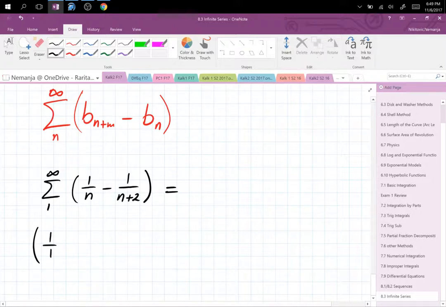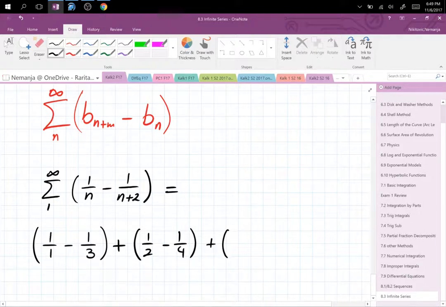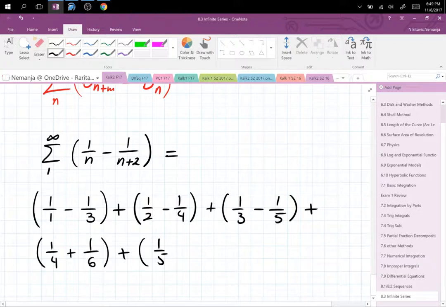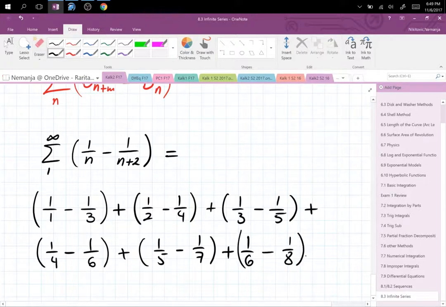So it's going to be 1 over 1 minus 1 over 3, plus the next term, 1 over 2 minus 1 over 4, plus 1 over 3 minus 1 over 5, plus 1 over 4 minus 1 over 6, 1/5 minus 1/7, 1/6 minus 1 over 8, plus dot dot dot. I have 6 terms there.